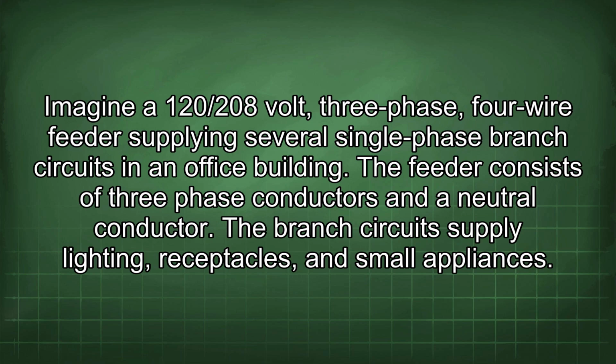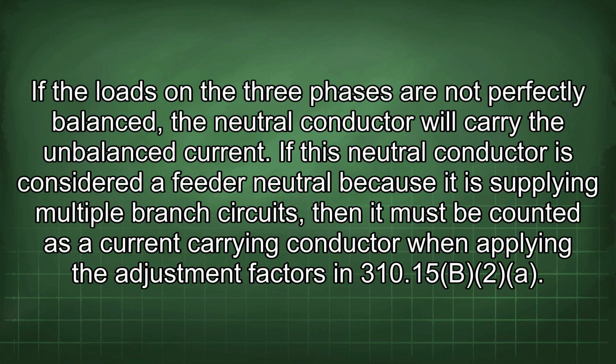The branch circuits supply lighting, receptacles, and small appliances. If the loads on the three phases are not perfectly balanced, the neutral conductor will carry the unbalanced current. If this neutral conductor is considered a feeder neutral because it is supplying multiple branch circuits, then it must be counted as a current-carrying conductor when applying the adjustment factors in 310.15(B)(2).